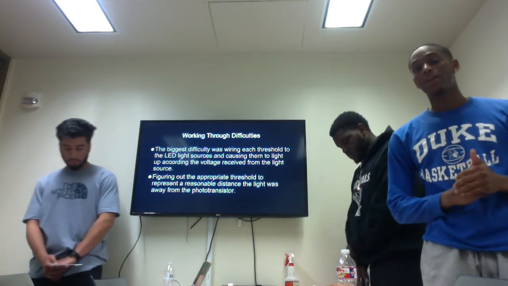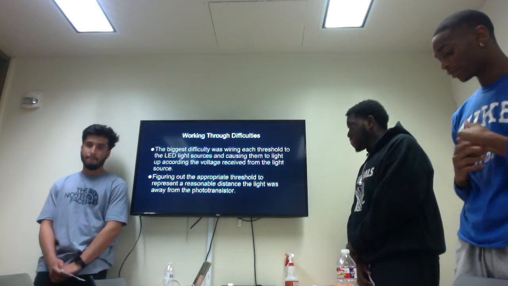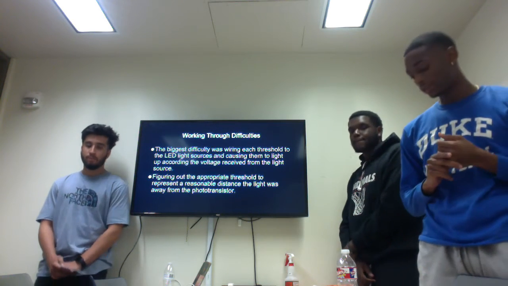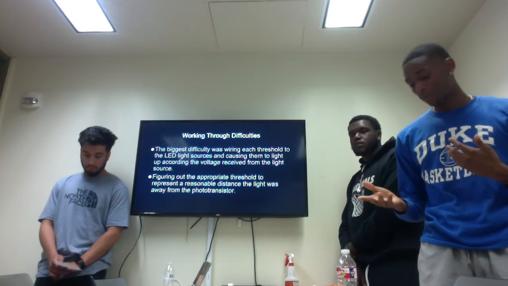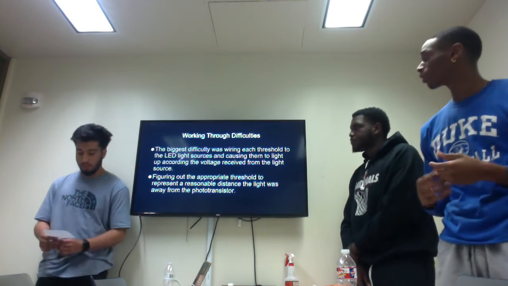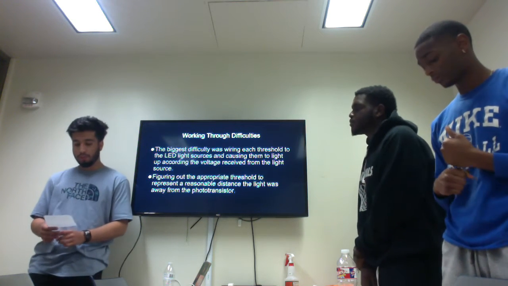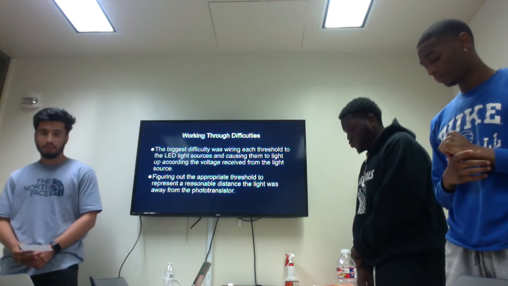Alright, now we had a few difficulties, but our biggest issue was not having the correct threshold because it wouldn't allow the lights to light up. At first, it was either just the red light going off or the green light, but without the correct threshold, we couldn't get it to react accordingly. Once we figured out we needed a second threshold, the next issue was figuring out the appropriate voltage to represent the distance to turn each light on.